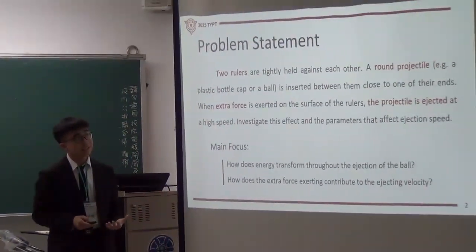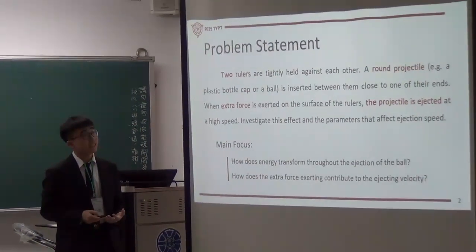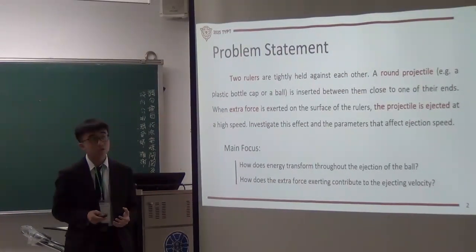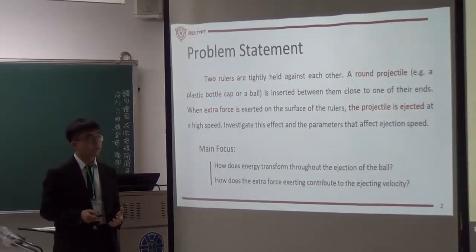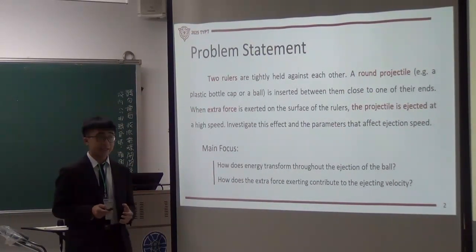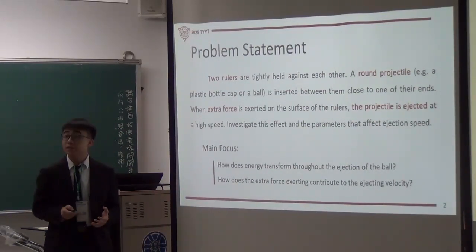Two rulers are tightly held against each other. A round projectile, for example, a plastic bottle cap or a ball, is inserted between legs close to one ruler end. When extra force is exerted on the surface of the rulers, the projectile is ejected at a high speed. Investigate these effects and parameters that affect the ejection speed.